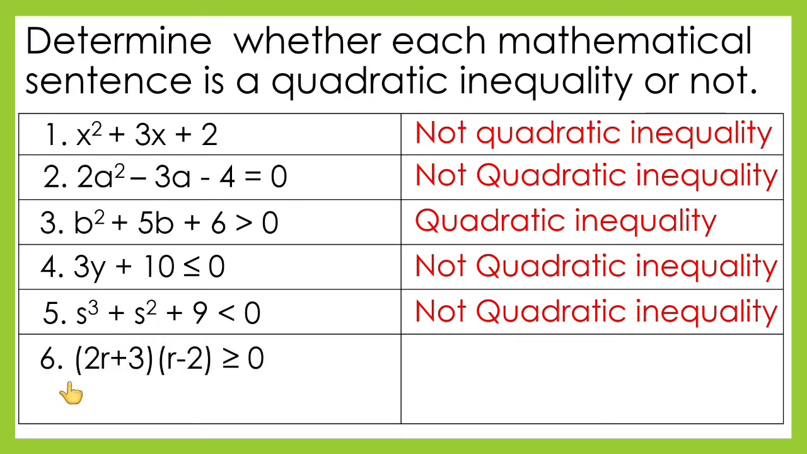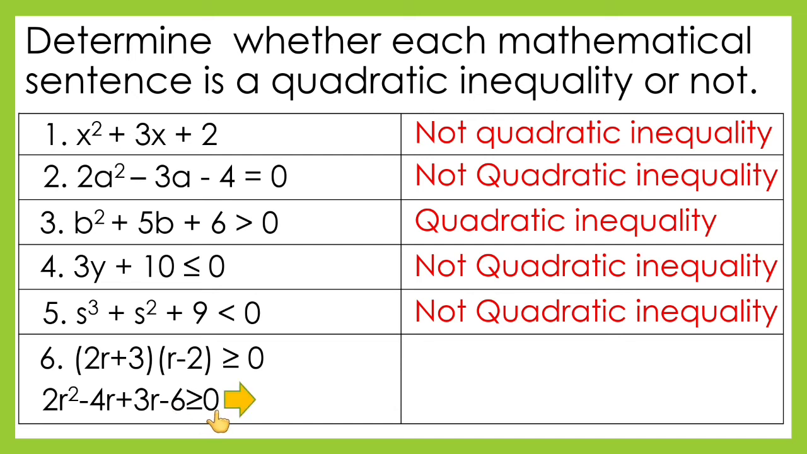For number 6, 2r plus 3 times r minus 2 is greater than or equal to 0. Para malaman natin kung quadratic inequality or not, apply natin ang FOIL method. 2r times r is 2r squared. 2r times negative 2 is negative 4r. 3 times r is positive 3r. 3 times negative 2 is negative 6 is greater than or equal to 0.